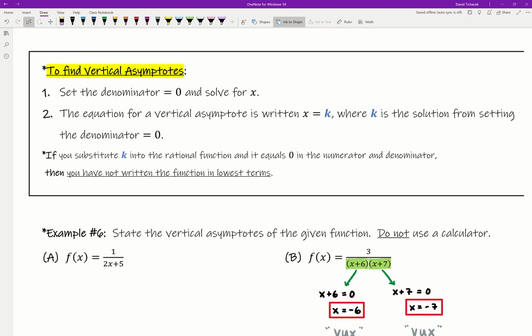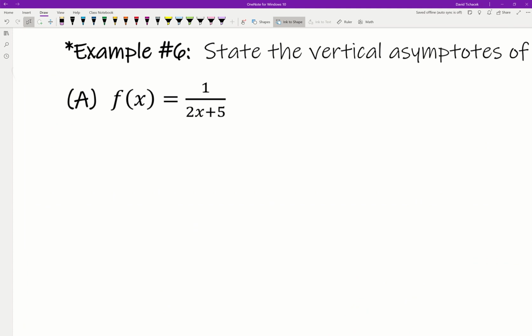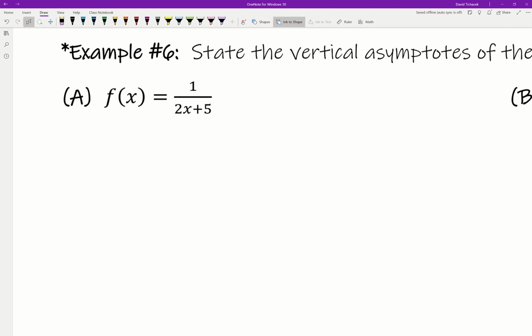To find vertical asymptotes, it could not be simpler. It just says in these steps here that we just want to simply take the denominator and set it equal to 0 and then solve for x. Couldn't be easier, okay? So to demonstrate that here in example 6, it just says find the vertical asymptotes here in this picture. I would just simply want to go ahead and take the denominator, which here just looks like a linear 2x plus 5. We're going to set that equal to 0, and we're going to solve.